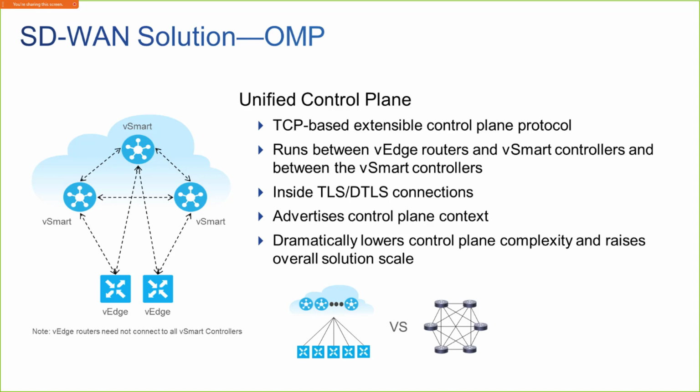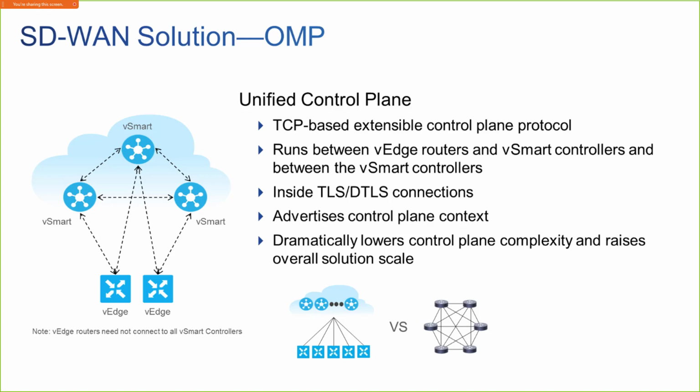If you don't have a policy defined, the default behavior, and we'll see this later on as we get into the implementation, is a full mesh, meaning that basically every vEdge router can directly connect to every other vEdge router at any other site, and they're going to get full routing information from those sites.